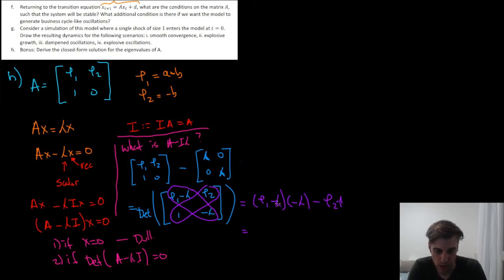We're going to get minus lambda times lambda is lambda squared. Minus lambda times rho 1 is minus rho 1 lambda. And then we have minus rho 2 times 1, so minus rho 2. Okay, great. And this is the determinant. So now, remember, we seek this to be 0.